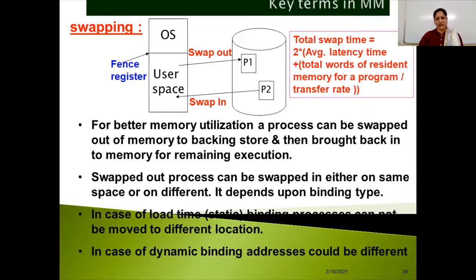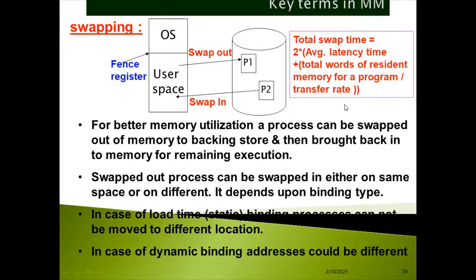In this slide, I have also mentioned a formula, that is, the swap time. The total swap time is equal to 2 into the average latency time. Latency is nothing but the response time plus the total words of resident memory for a program, that is, how many words are actually occupied by that process, divided by the transfer rate, the number of times that process is getting transferred. This whole formula is used to find out the total swap time required. It is very important to remember if it is asked in any kind of competitive exam.